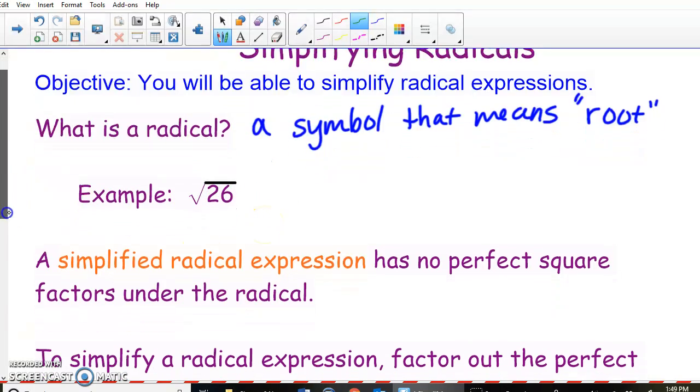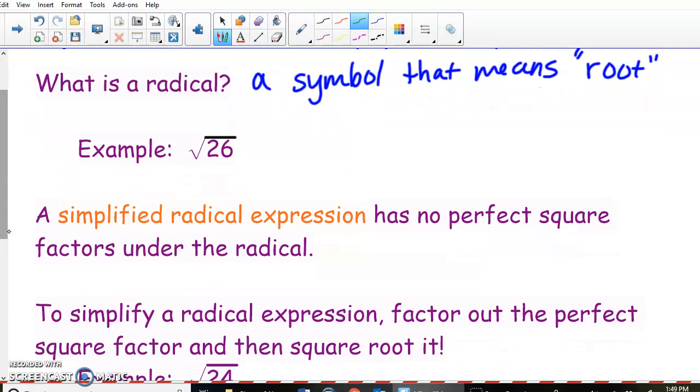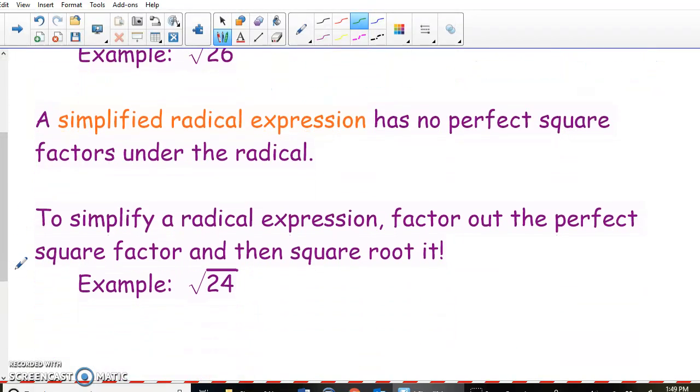Now remember, when we take the square root, we're asking what number times itself 2 times gets us that number that's under the radical. Now when we do this, we are aiming to have no perfect square factors under the radical.